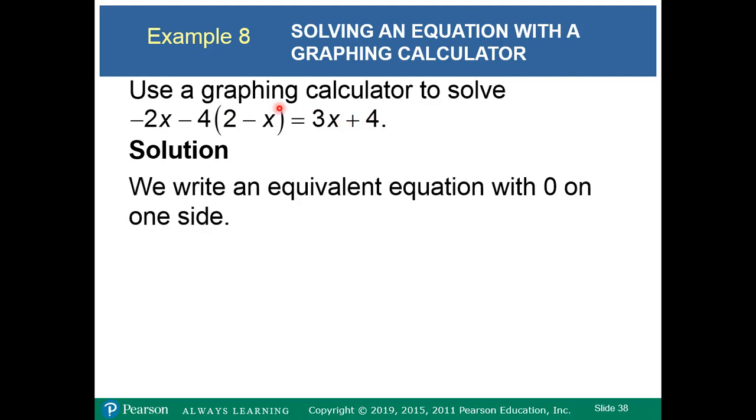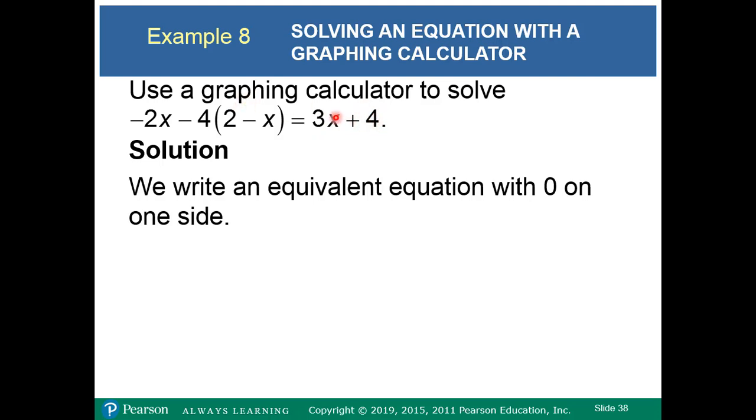Okay. So we can write an equivalent equation with 0 on one side. That's the other option, right? Let's move everything to one side of the equal sign and make it equal to 0. Then we'll have a function or an expression on one side that we can call f of x, and we'll have 0 on the other side, which is just a constant function. Again, we can graph both of those. This will just be a horizontal line at y equals 0, which is just going to be the x-axis.